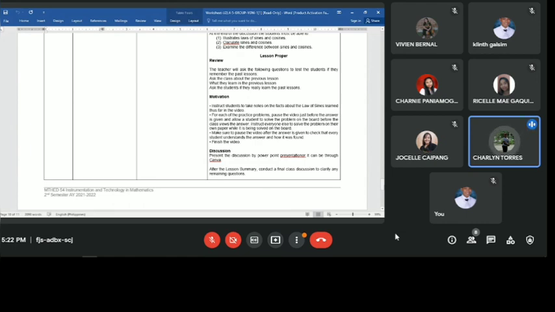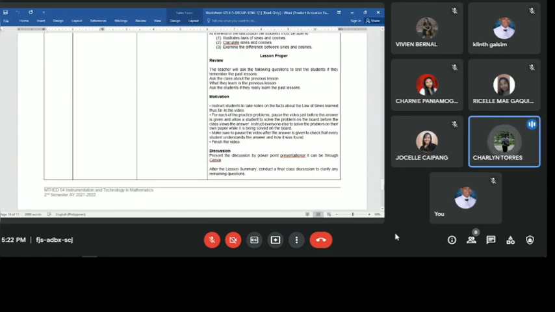So for the motivation, instruct students to take notes on the facts about the law of sines learned thus far in the video. For each of the practice problems, the teacher will pause the video just before the answer is given and allow students to solve the problem on the board. Before the class views the answer, instruct everyone else to solve the problem on their own paper while it is being solved on the board.